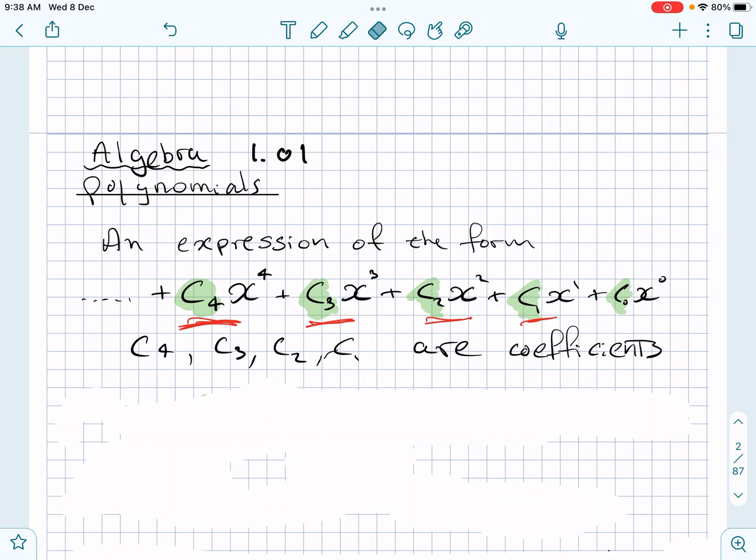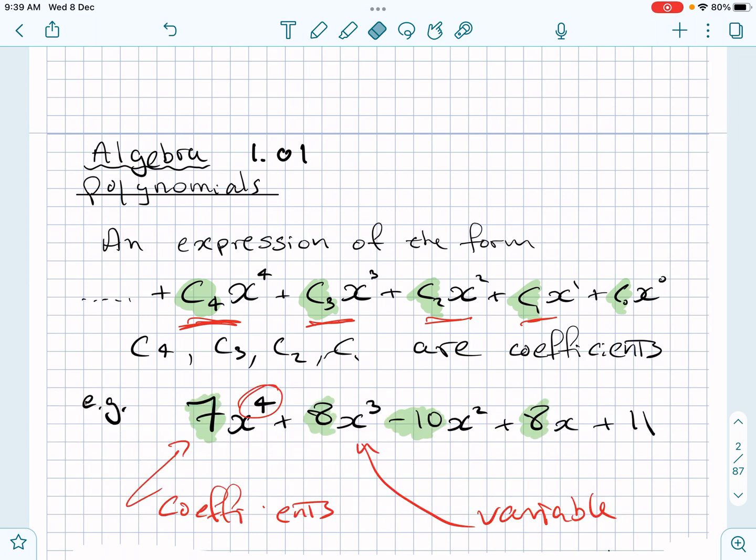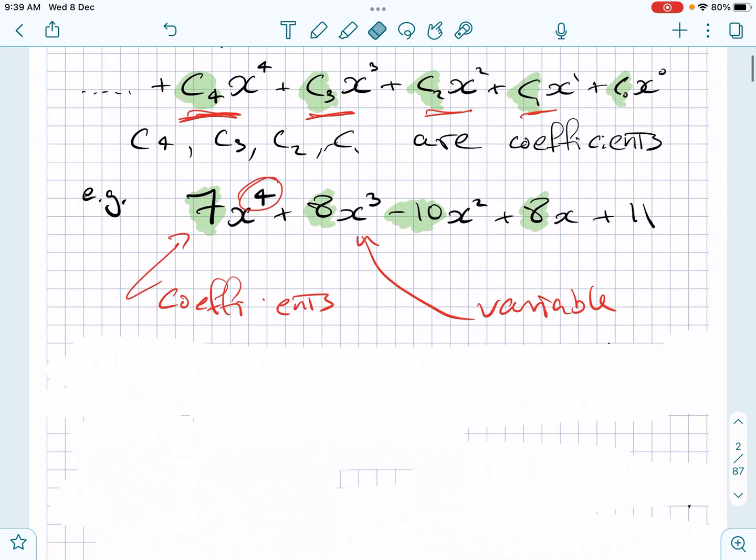It's an expression of the form something x to the power, say 4, plus something else x cubed, plus something else x squared. And I've written it with those C4, C3, C2, C1, and those are the coefficients. So if it was 5x cubed plus 6x squared, 5 would be the coefficient of x cubed and 6 the coefficient of x squared. Okay, so we recognise their coefficients, and of course the actual x parts, those are the variables. So 7x to the power 4, as we see here, 7, 8, negative 10 and 8 are the coefficients, and we have our variables in x.